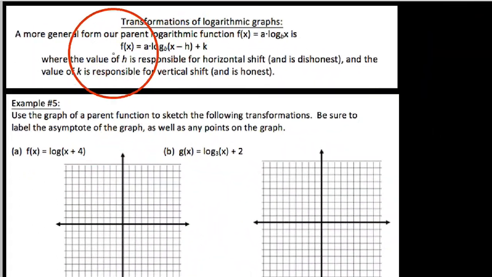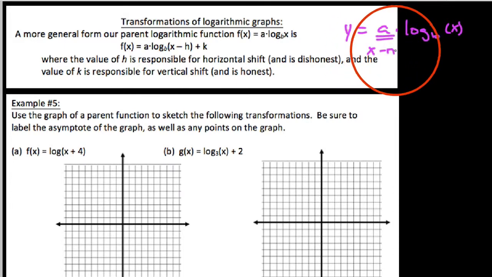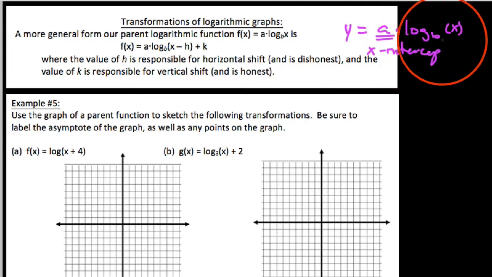So looking at this here, it says a more general form of our parent logarithmic function is f of x equals, or we could say y equals a times log base b of x, okay? And so essentially, this a value here is going to tell us not what the y-intercept is, like with an exponential thing, but what the x-intercept is. We're going to make a table anyways, but I do want to make a note of this. This a value is your x-intercept.